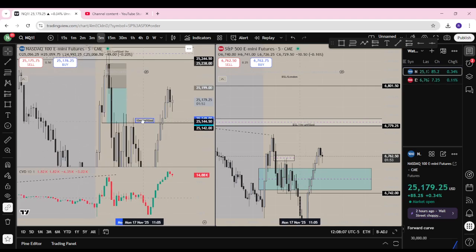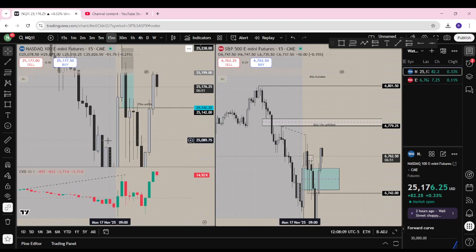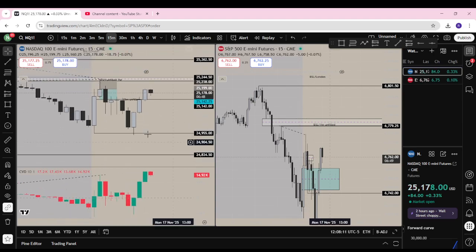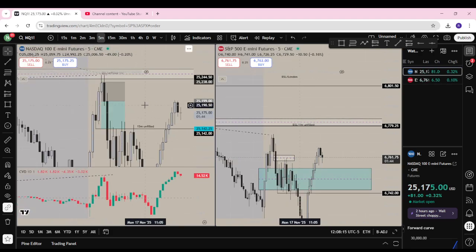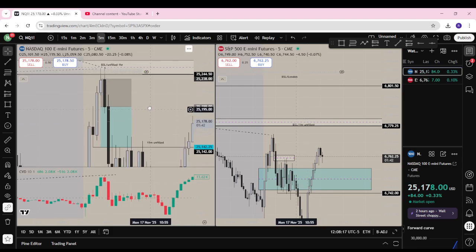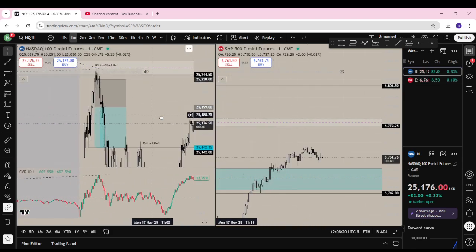But again, I was just targeting this 15-minute unfilled fair value gap that opened up at 10 a.m. And from there, yeah, it was really obvious. A plus setup to the dome, delivered to TP in like literally 2 minutes.